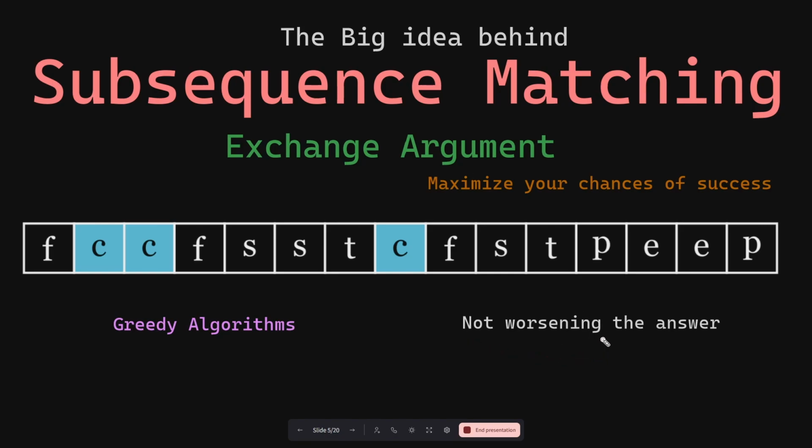That is, even though you are not able to improve the answer, you need to prove that the answer does not downgrade. Then after performing this series of swaps, if you can reach a configuration that your algorithm will also produce, then you can claim that your greedy algorithm is optimal. Let us look at how to apply the exchange argument in this problem.